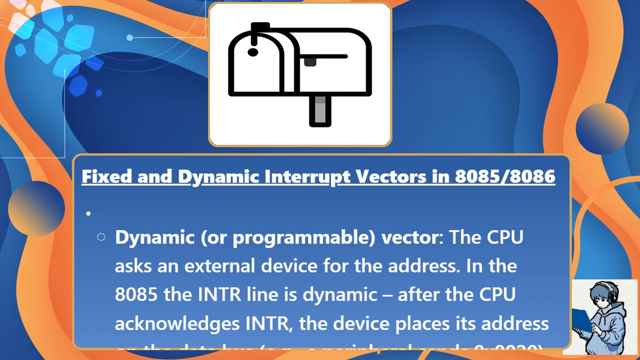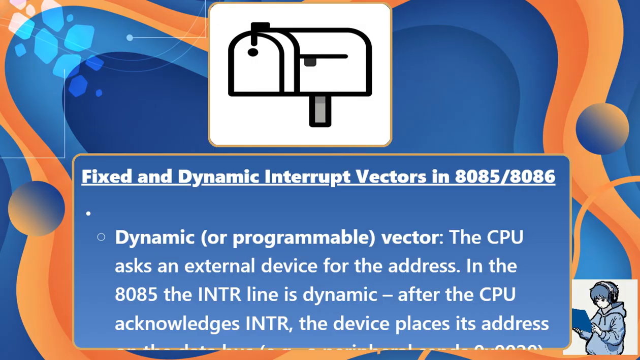Dynamic or programmable vector: the CPU asks an external device for the address. In the 8085, the INTR line is dynamic. After the CPU acknowledges INTR, the device places its address on the data bus. For example, a peripheral sends address 0x020.